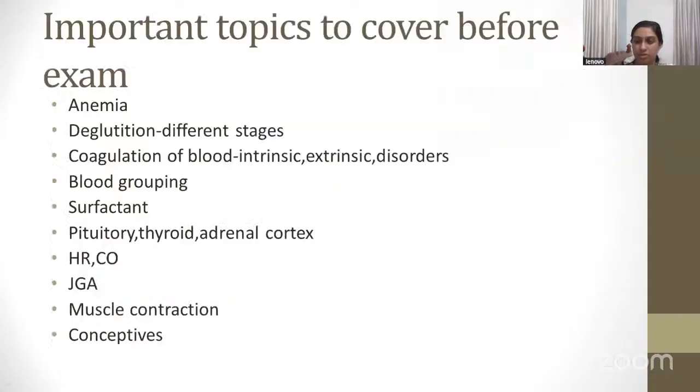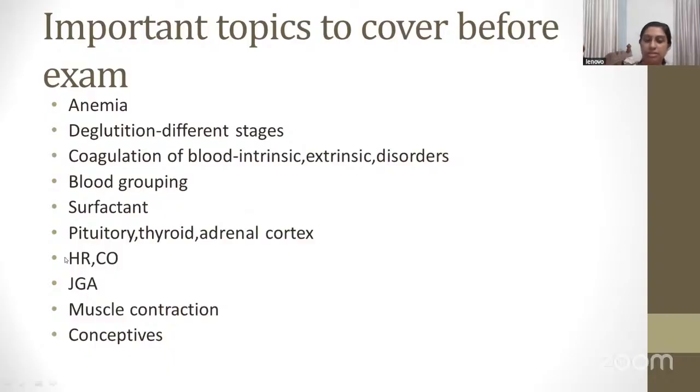These are the important topics. Anemia you have to study. Deglutition, different stages, is asked multiple times in different papers. Also coagulation of blood, intrinsic and extrinsic pathways, and disorders of coagulation. These are also very important. Blood grouping, and surfactant, which is an important short note. Pituitary, thyroid, adrenal cortex: these hormones in the endocrine system are also repeatedly asked.